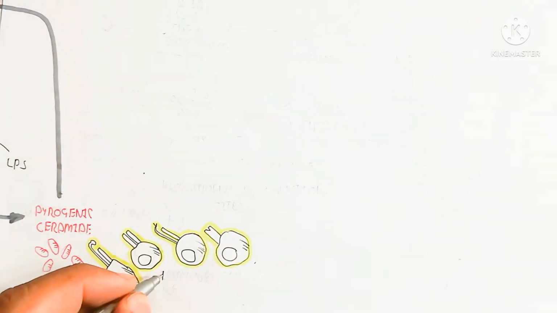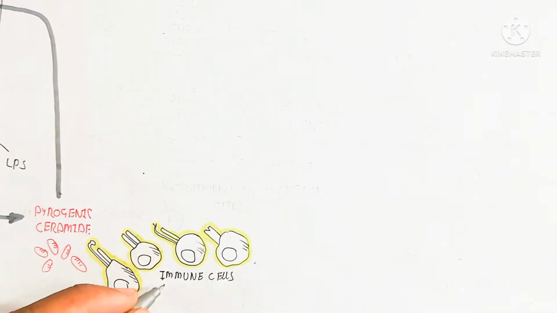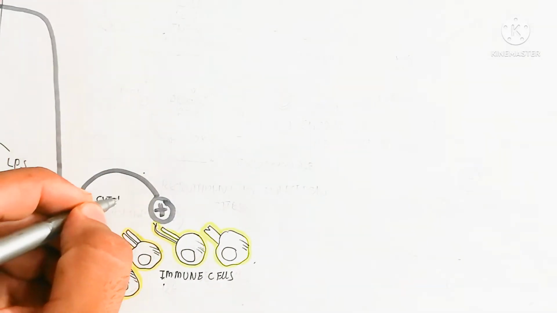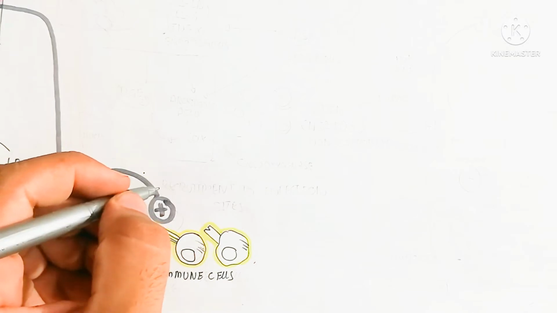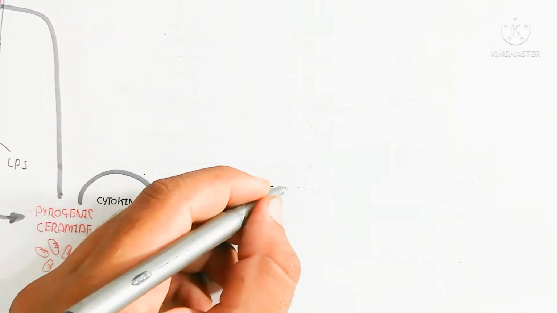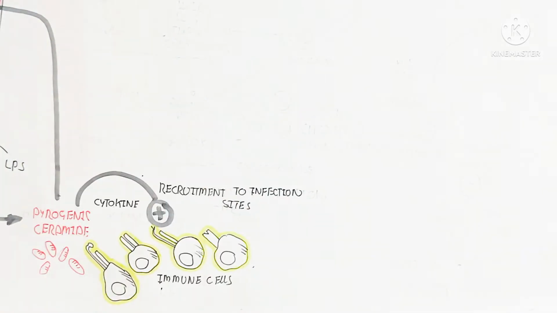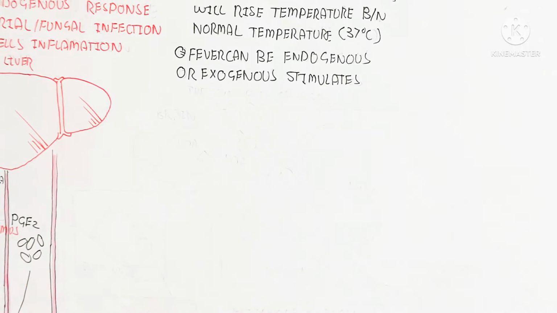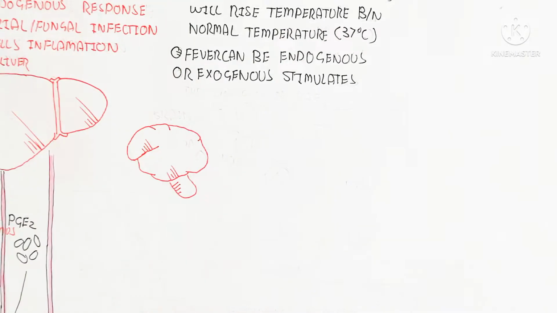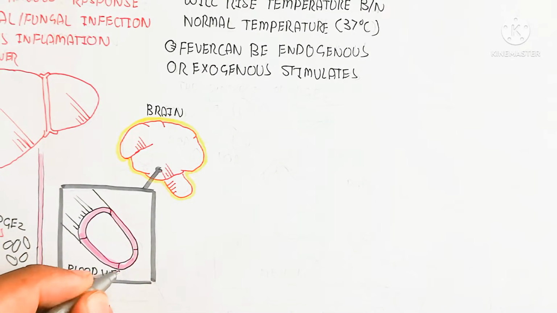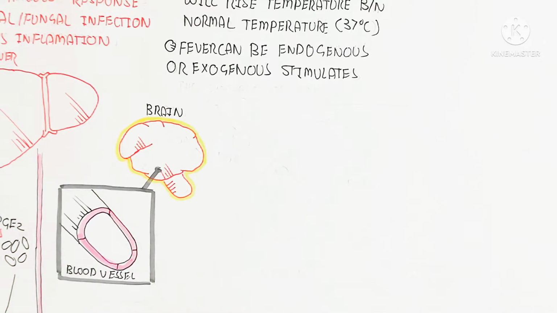It also triggers immune cells due to the inflammation. This gives the response and recruitment of cytokines, and the cytokines recruit lymphocytes, macrophages, and monocytes, and there are a lot of innate and adaptive immune responses. So this is the brain. You can see in this diagram the blood vessel.